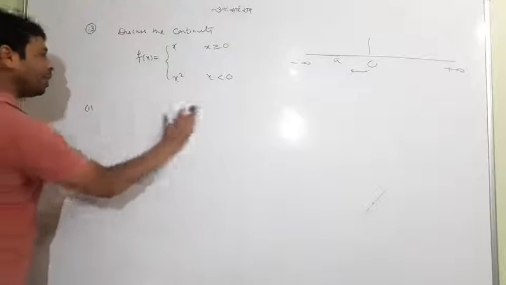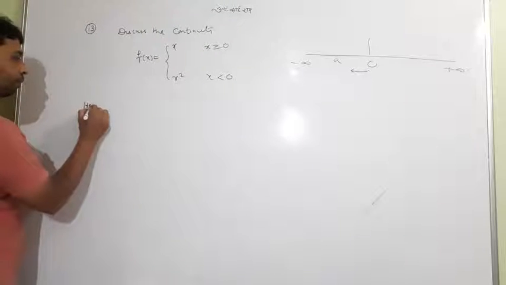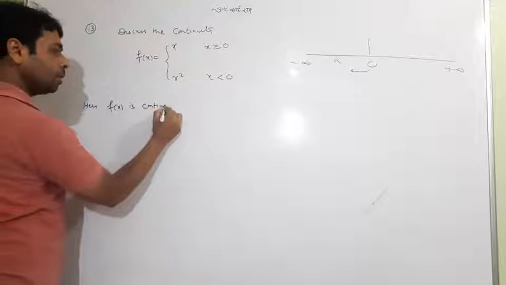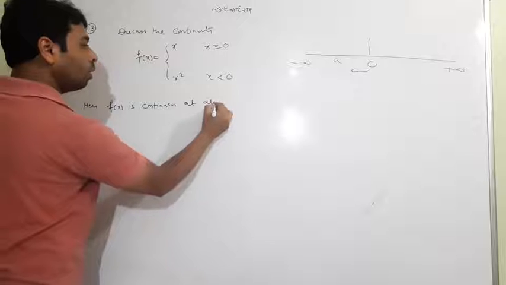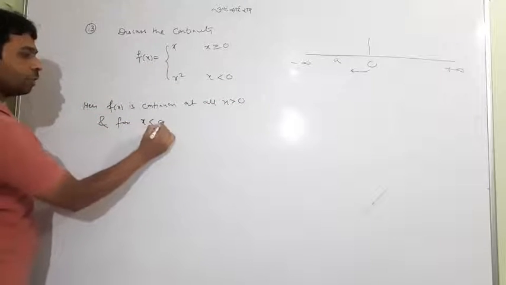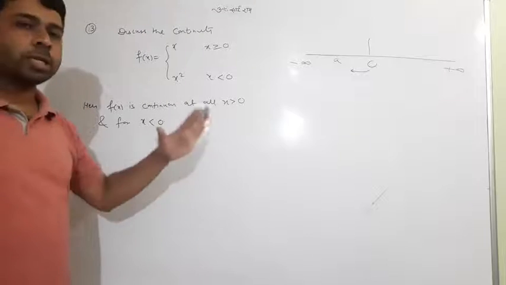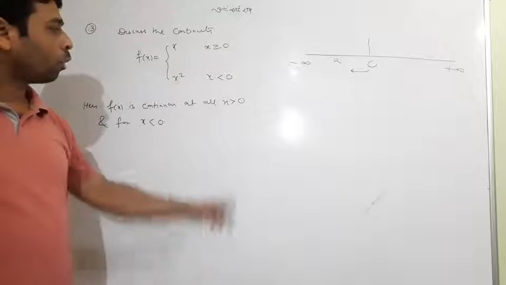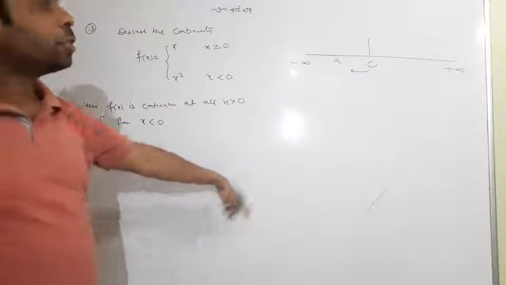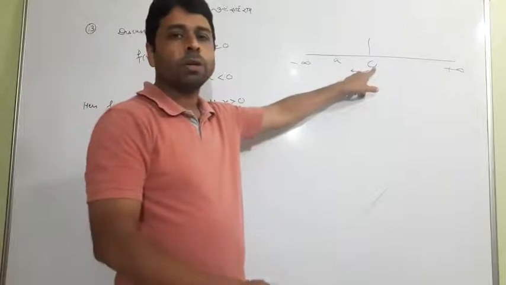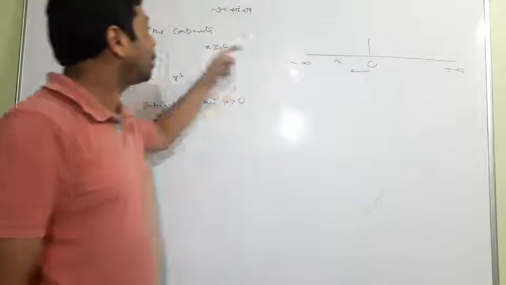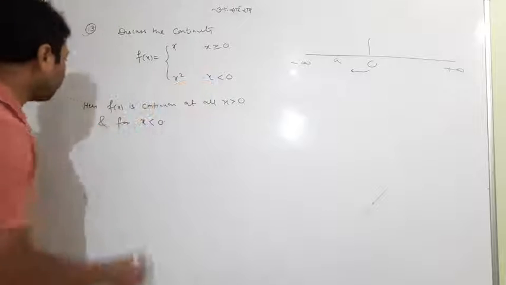So we directly write here function is continuous at all x greater than 0 and for all x less than 0. So we won't discuss now the continuity of the function at all x greater than 0 and all x less than 0, because only at one point 0 at which it is yet to discuss the continuity, because for 0 function getting vary.